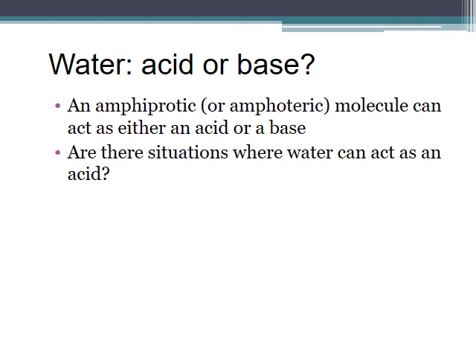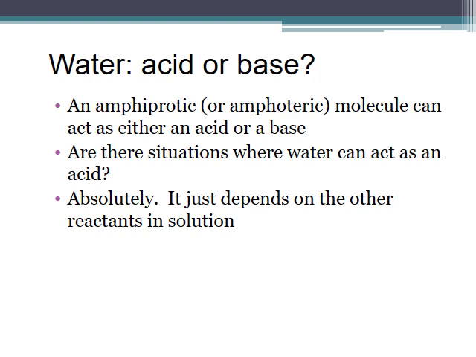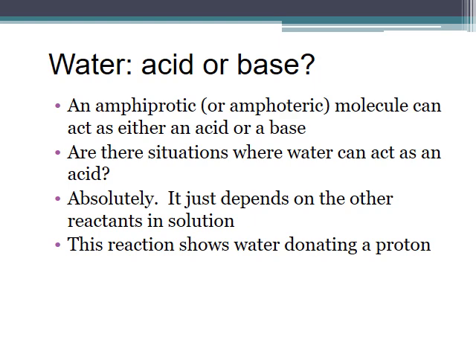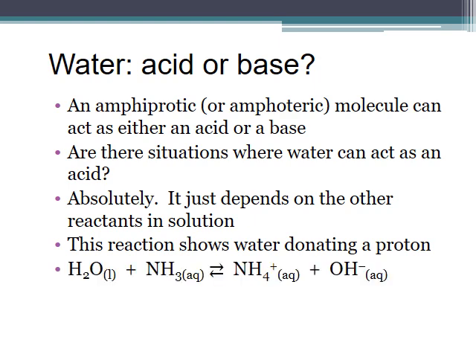Are there situations where water acts as an acid? You bet. It just depends on if water is in solution with an acid or if it's in solution with a base. Here's a reaction where water donates an H+ to ammonia, so water is acting like an acid, whereas before we saw water acting like a base. So if you are asked, is water an acid or a base? The answer is, it depends.